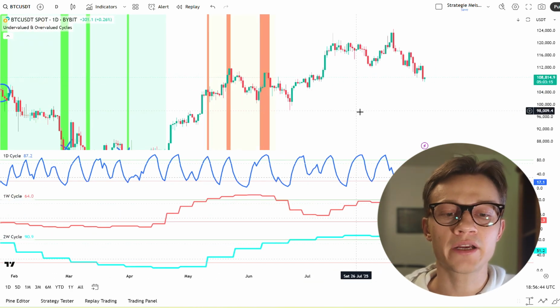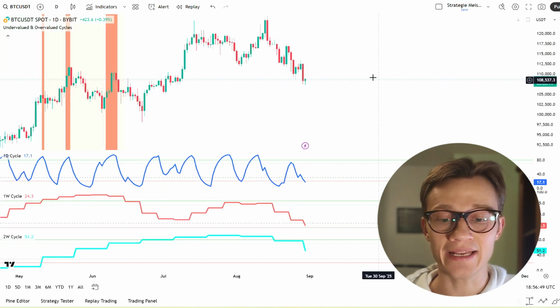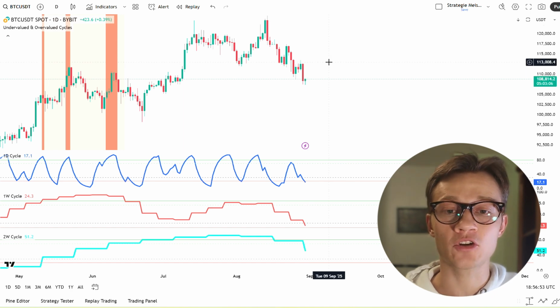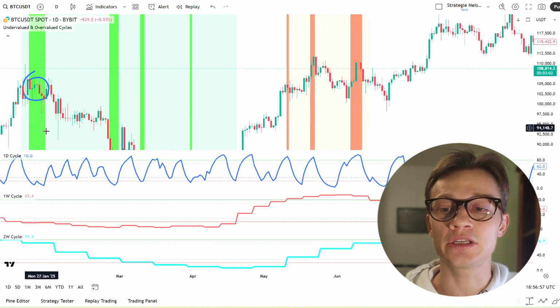Now, looking at the current market condition, we cannot see any color on the screen right now. So basically right now, as of the end of August, you cannot take any decision on whether to invest into Bitcoin or not. You have to wait until you start seeing this green color on the screen.